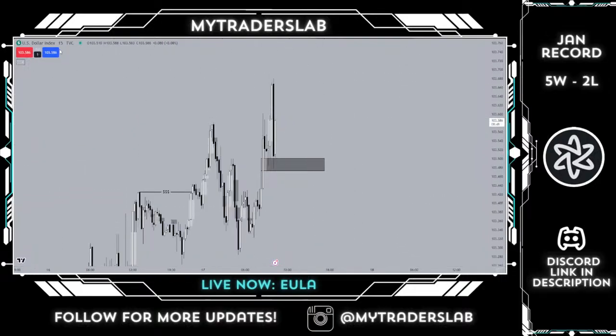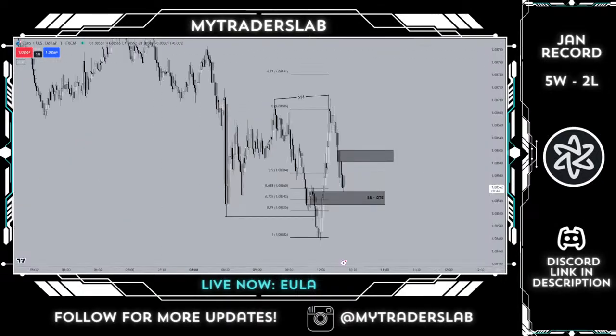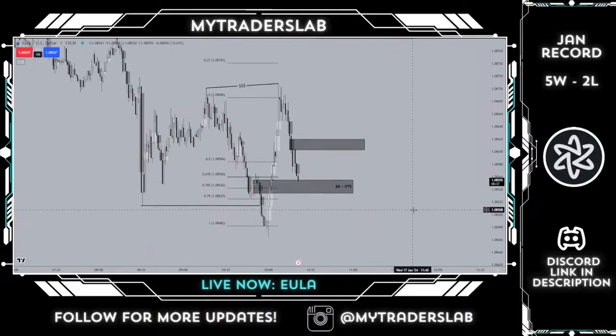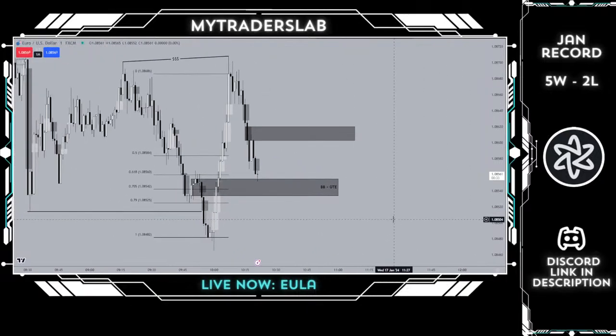DXY is pumping even further now, and it's a very strong pump as well. Might not see our entry for today. This might be the end. Who knows? Let's hope not. Let's hope to end this day on a win rather than a break even.